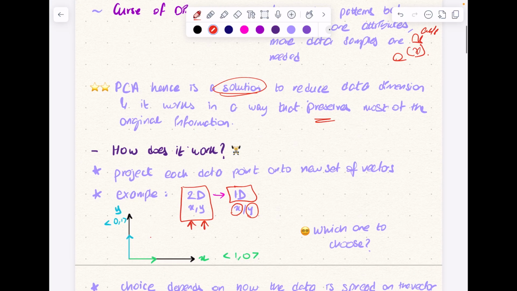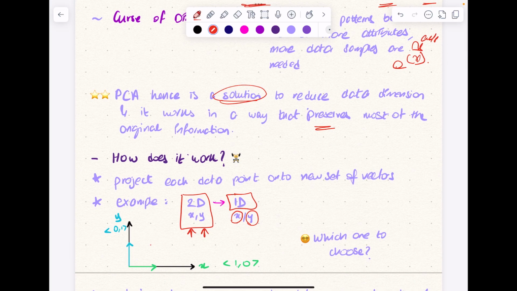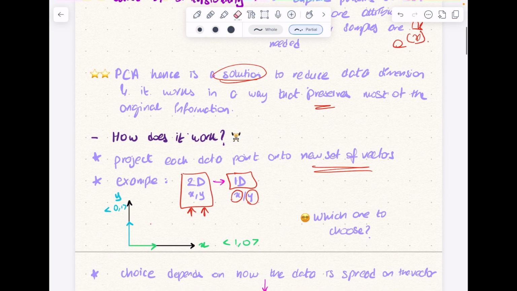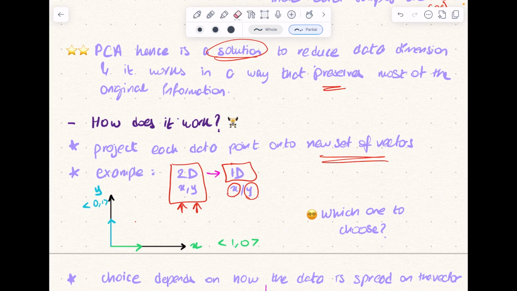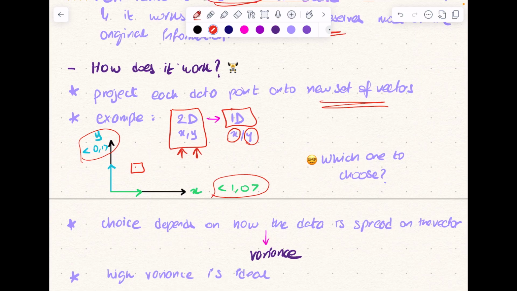So the basic idea behind how PCA does this is that it's going to project each data point onto a new set of vectors. If you want to think about the simplest example, consider this is 1 point. You can project this point onto this vector, which is basically the x-axis. Or you can project this point onto the y-axis, which is the blue vector. But how should I choose which one I should project it on?